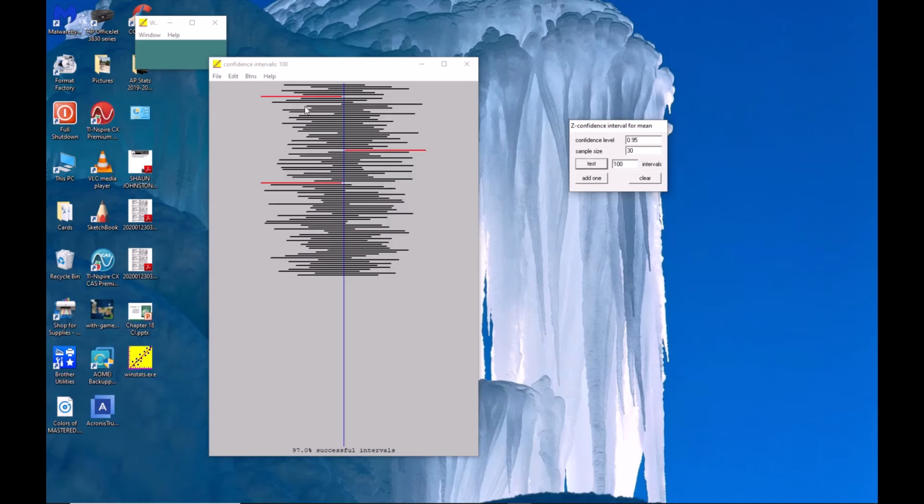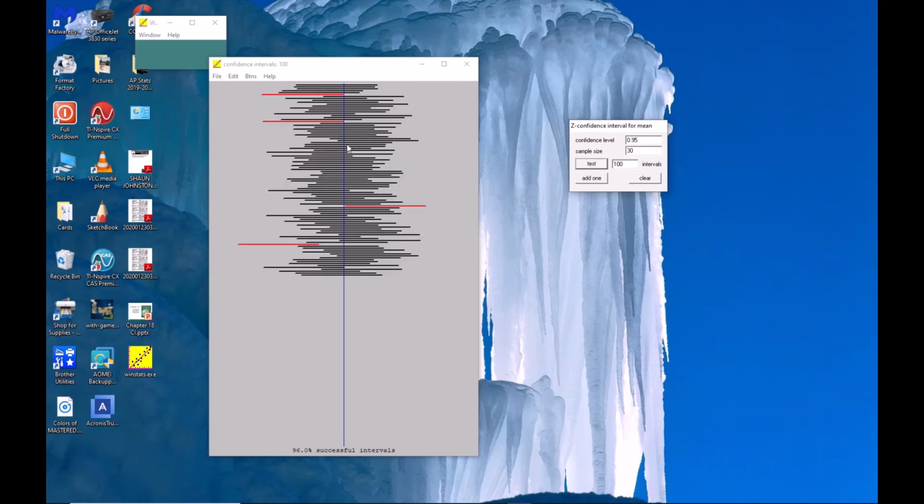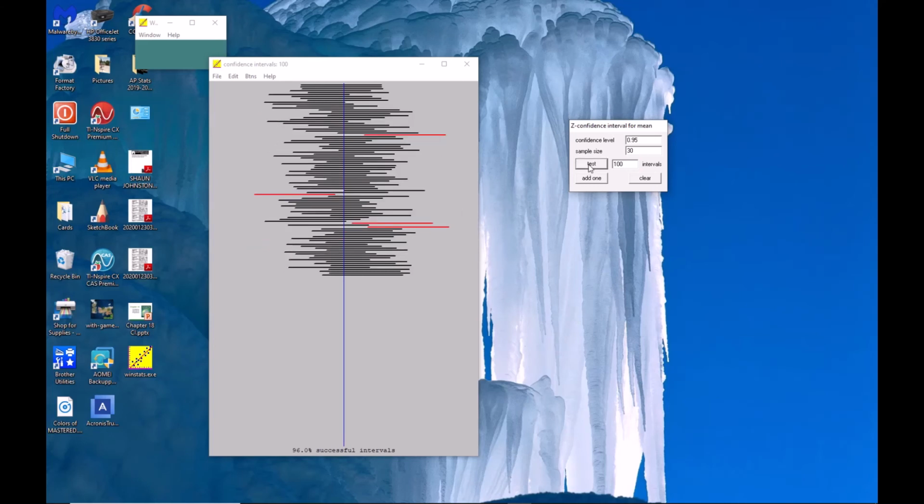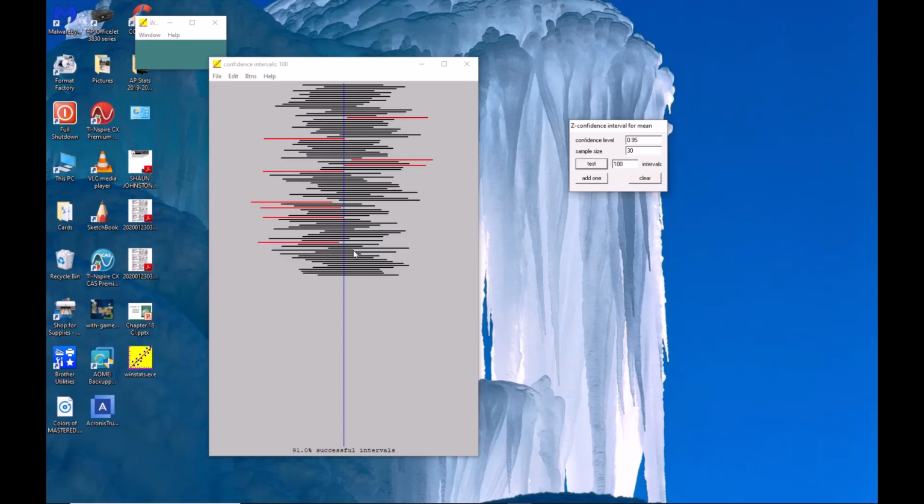Here's another one, that's 3. Here's another one, that's 4. Here's another one, 1, 2, 3, 4, 5, 6, 7. Okay, 3, that's 4 actually. You get the idea. Ooh, this is a lot.